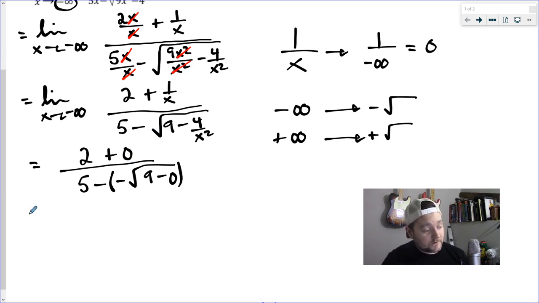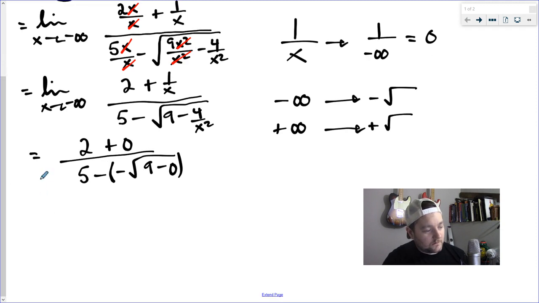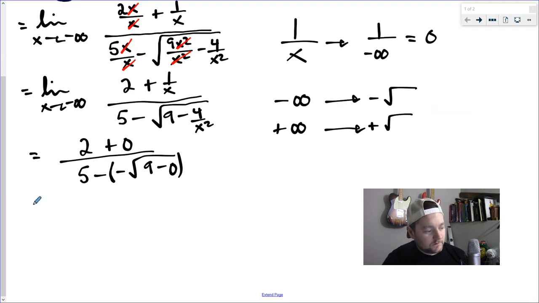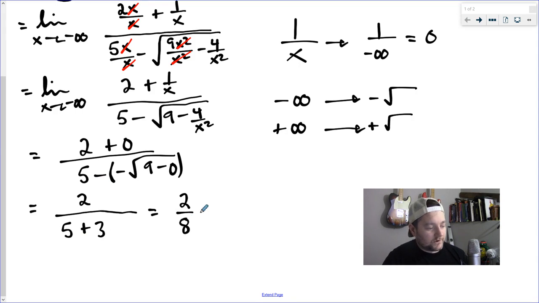So it becomes, what's happening here? Try again. Technical difficulties. Here we go. So we got 2 on the top. And on the bottom, I end up with 5, and then the subtract and the negative becomes plus, and then the square root of 9 is 3, and then it becomes 2 over 8, which is indeed 1 over 4. So again, a really different technique than finite limits.